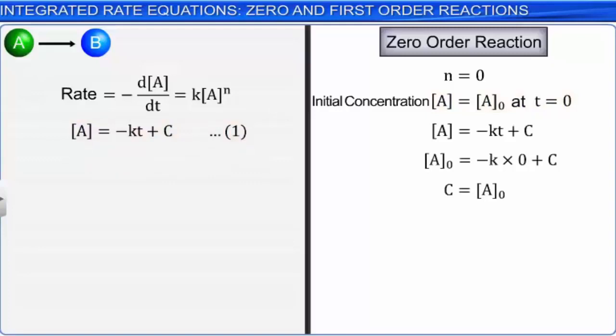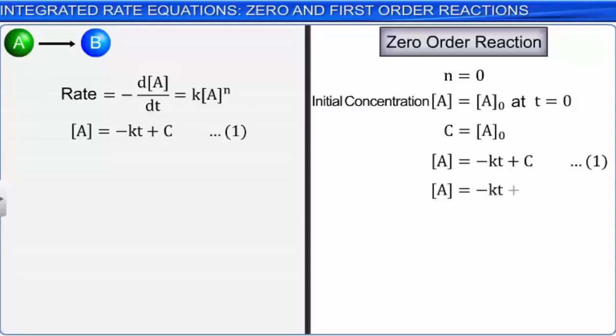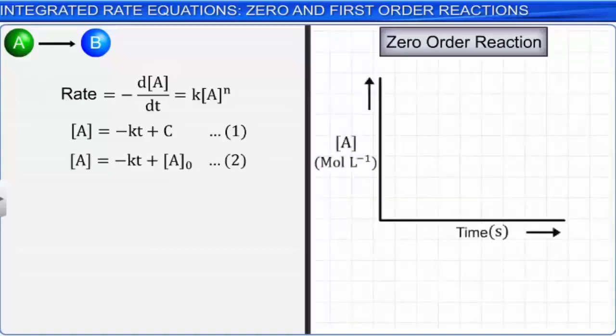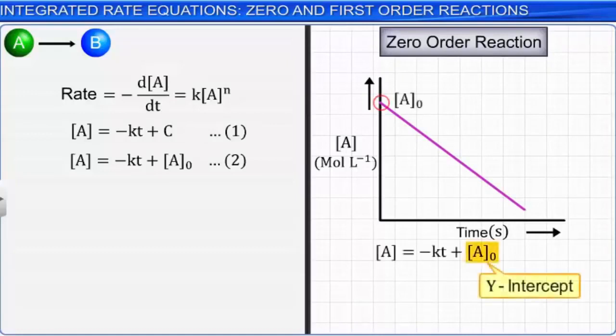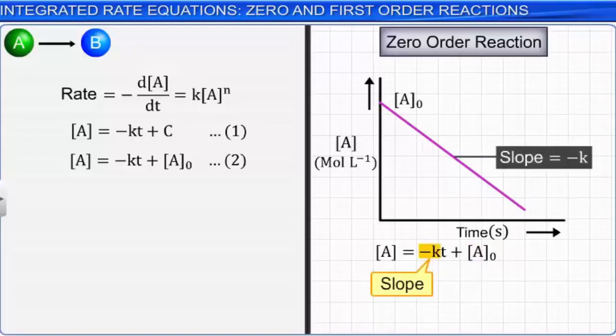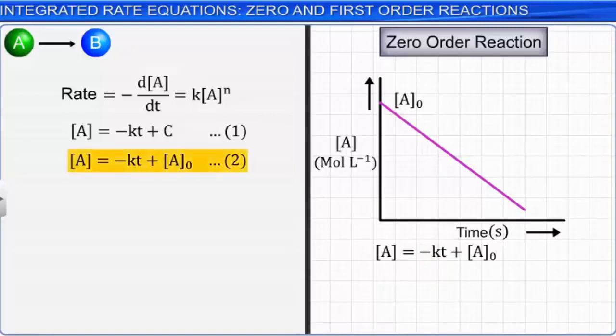Substituting this value of C in equation 1, we get concentration of A is equal to minus K into t plus concentration of A0. Let this be equation 2. If we plot this equation on the concentration of A versus time graph, we get a straight line with the y-intercept as the concentration of A0 and slope minus K. We can calculate the value of K by rearranging equation 2. Therefore, K is equal to A0 minus A divided by t.